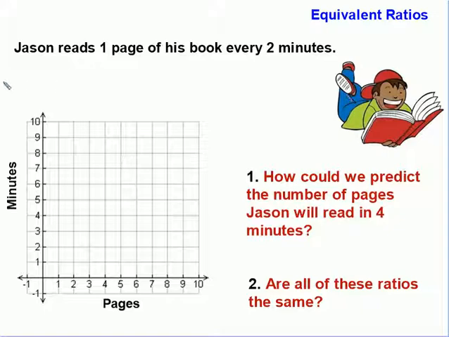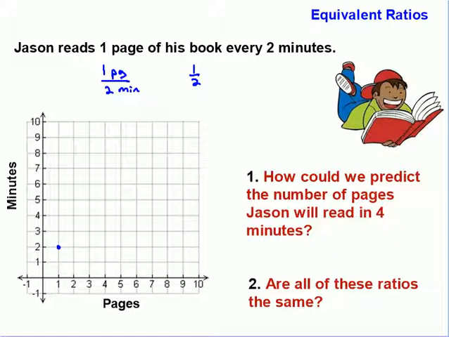To see this a little more clearly, let's take a look at a graph situation. We're going to graph this ratio that we have here. First of all, Jason reads one page of his book every 2 minutes. How can we see that as a ratio? Well, if he reads one page every 2 minutes, then that is our ratio, 1 to 2. And if we want to graph that, we'll start up here with the 1. For every one page he reads, it takes him 2 minutes.